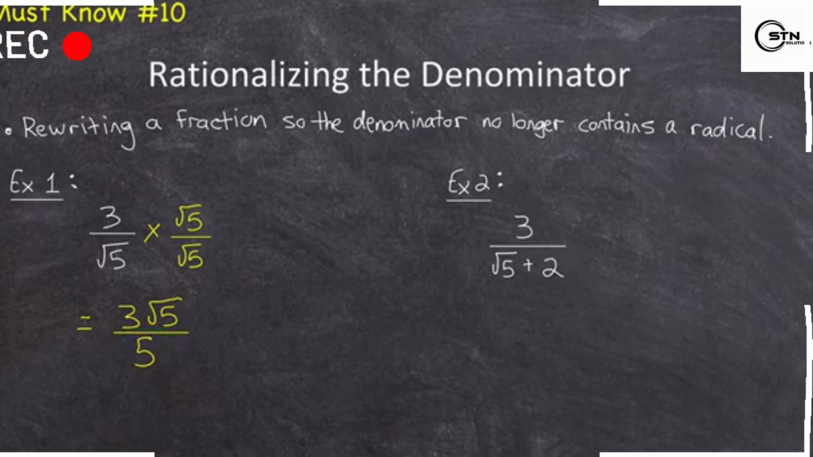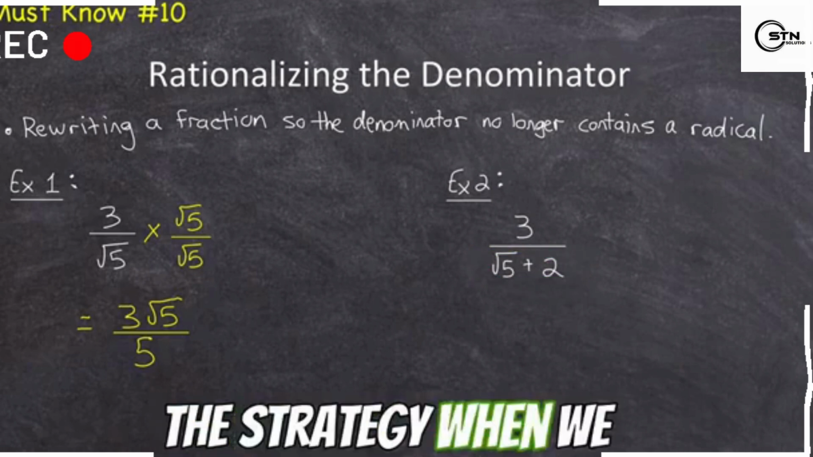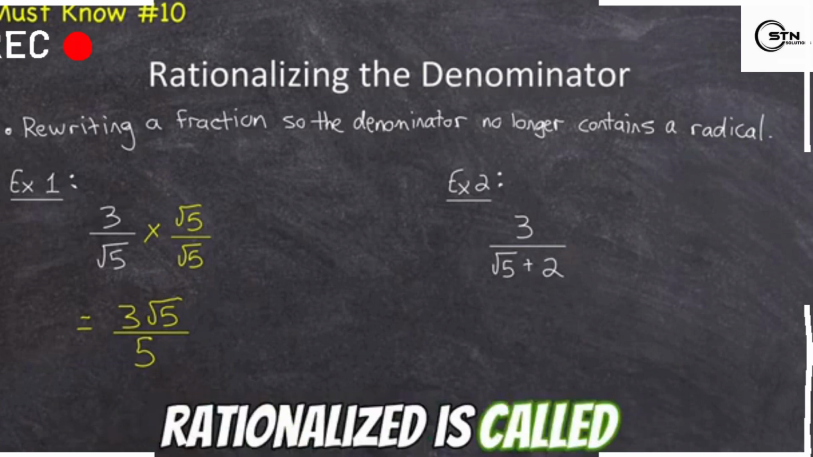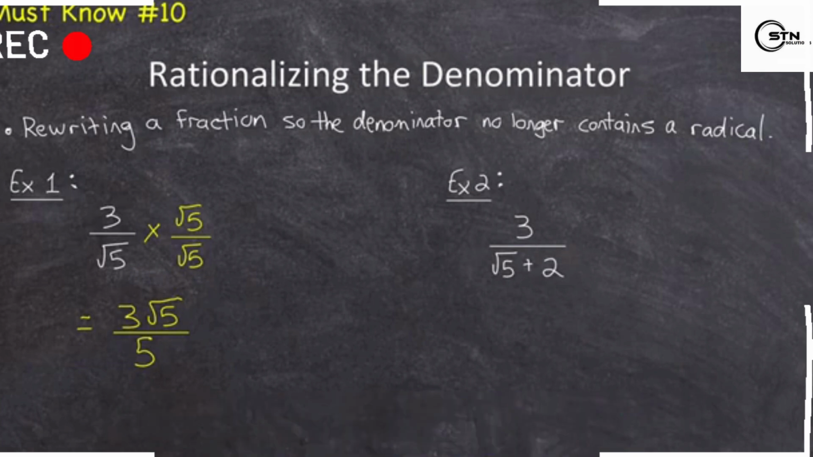Now let's look at example 2, where in the denominator, we still have this irrational number root 5, but the denominator is now a binomial. It's root 5 plus 2. The strategy when we have a binomial in the denominator that needs rationalized is called multiplying by the conjugate. And what that would look like, we would multiply top and bottom of this fraction by this same binomial, but we would change the sign. So instead of plus, we're going to write minus.